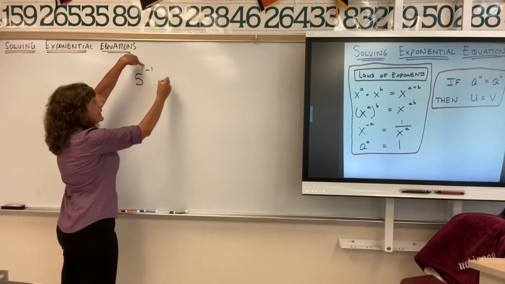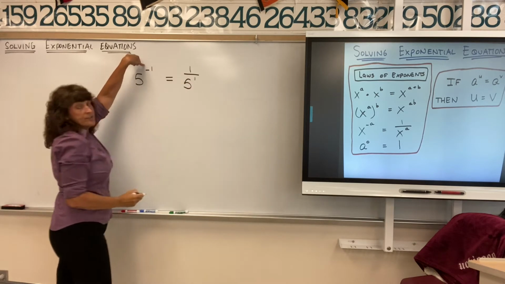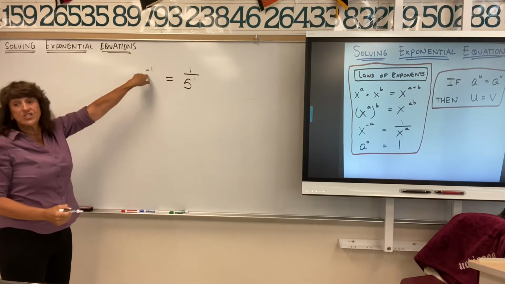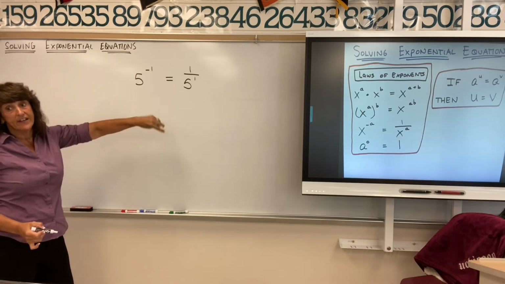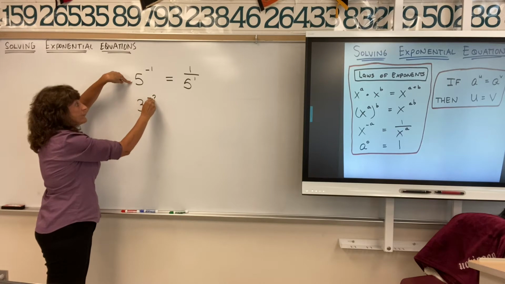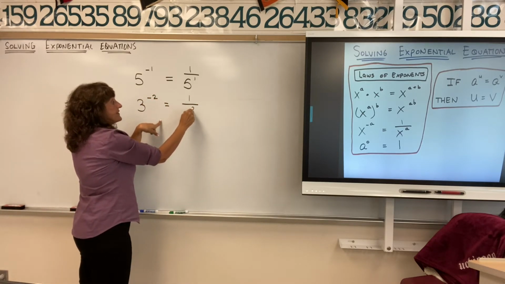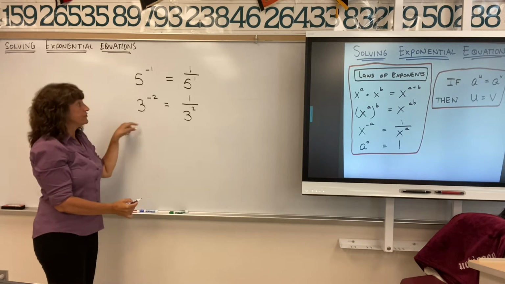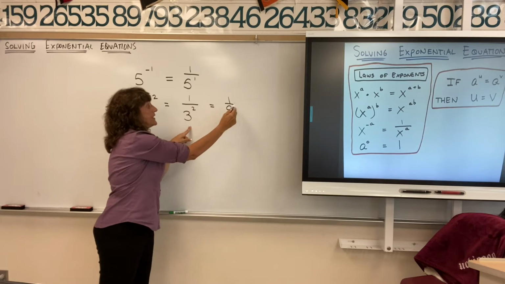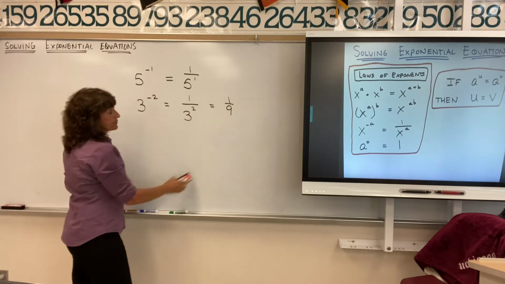So 5 to the negative 1 power is going to be 1 over 5 to the positive 1 power. Anytime you have a negative exponent, you can change it to a positive exponent just by moving it to the denominator. If you have 3 raised to the negative 2 power, this is going to be 1 over 3 to the positive 2 power, or 1/9. So this is how you would handle a negative exponent.